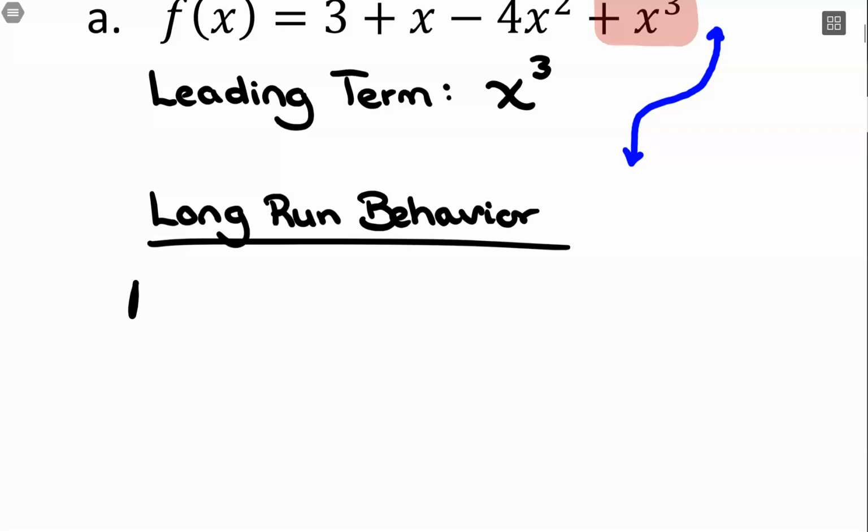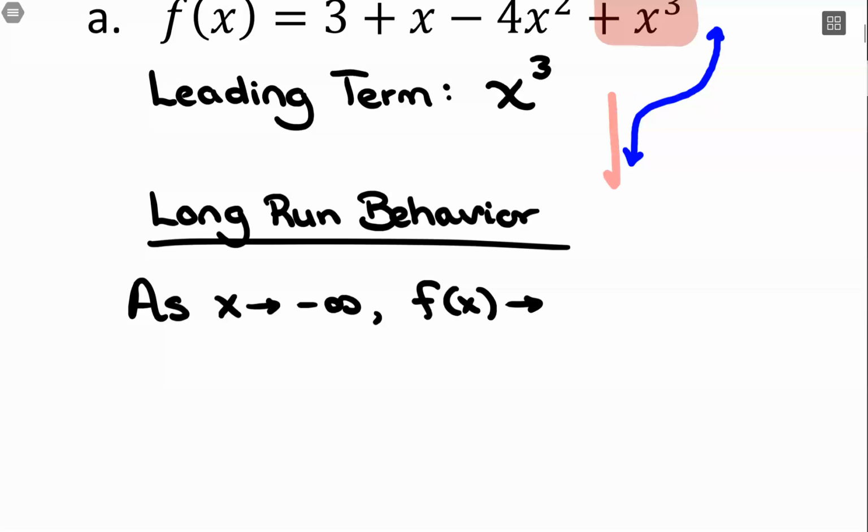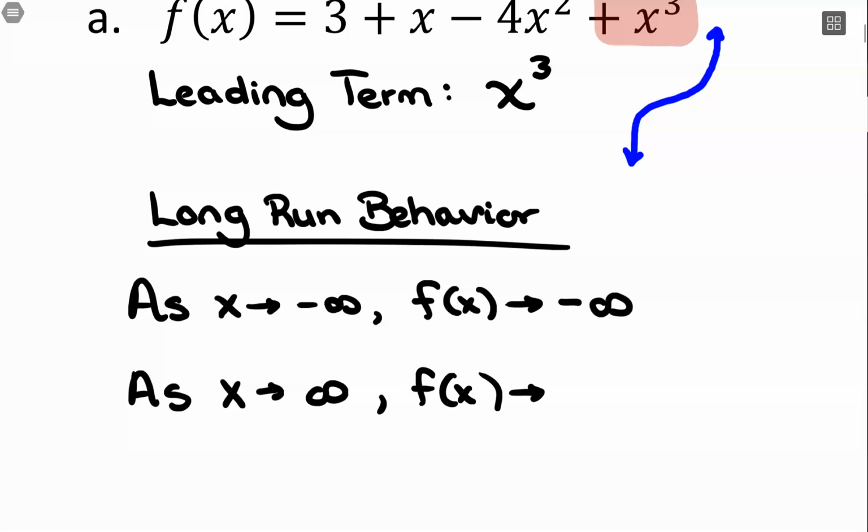So for the long run behavior, as x goes to negative infinity, f of x goes to, so what I'm thinking about is as I move to the left here, where do the outputs go? And the outputs are going down, down, down to negative infinity. As x approaches positive infinity, f of x approaches, so now I'm thinking as I move to the right along the x-axis, and we can see our function going up and up and up towards positive infinity.